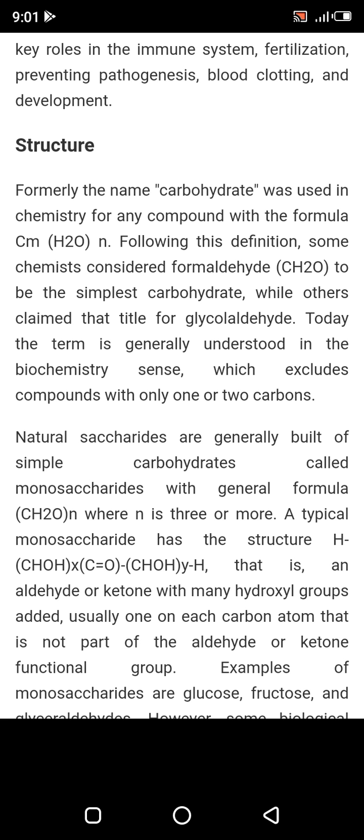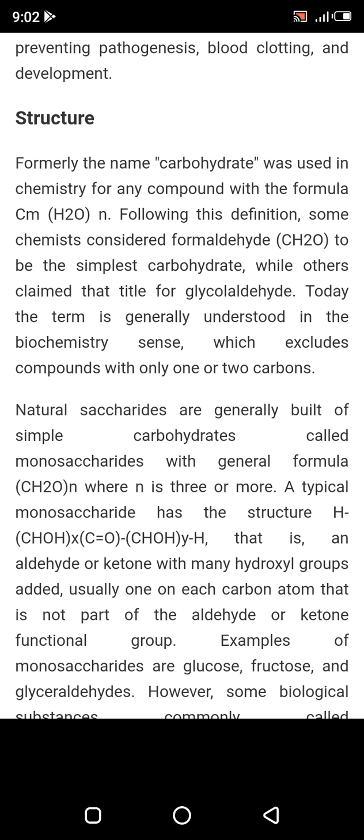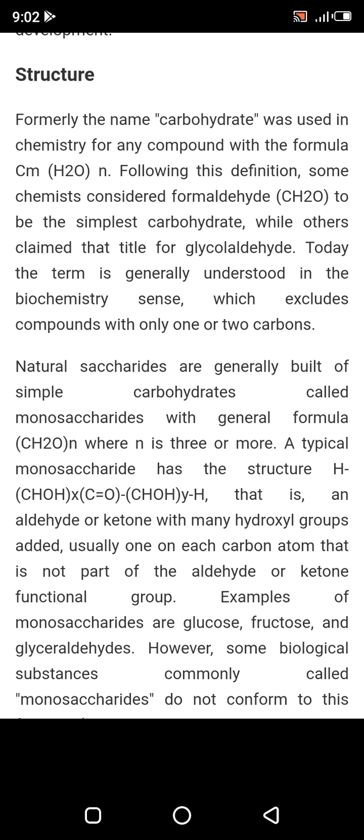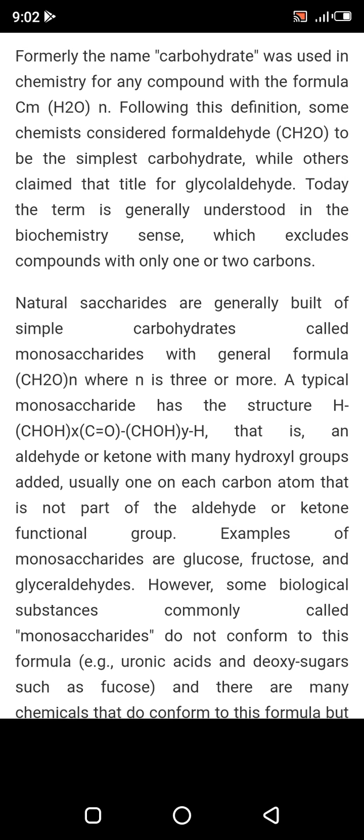Now we are coming to discuss with you the structure of the carbohydrate. Formerly, the name carbohydrate was used in chemistry for any compound with the formula CmH2nOn. Following this definition, some chemists consider formaldehyde CH2O to be the simplest carbohydrate, while others claim that title for glycolaldehyde. Today, the term is generally understood in the biochemistry sense, which excludes compounds with only one or two carbons.